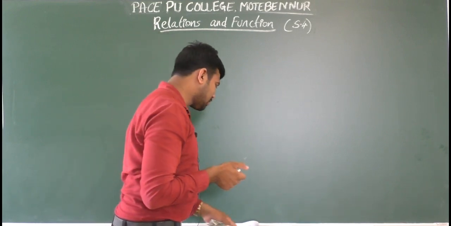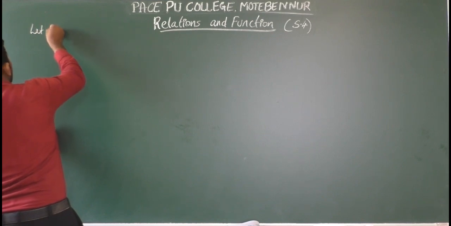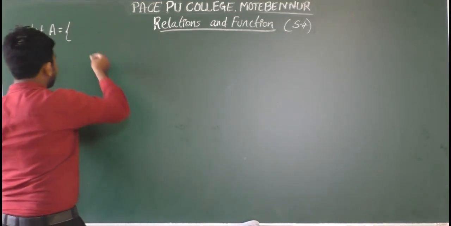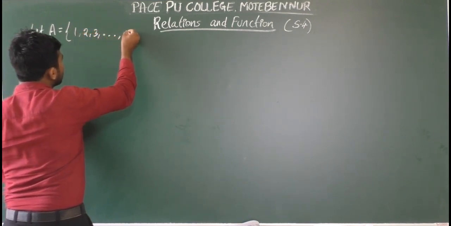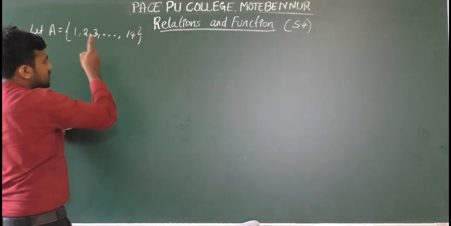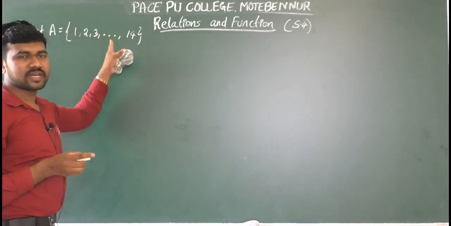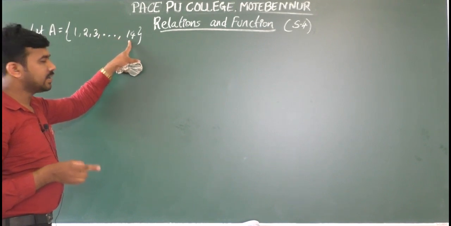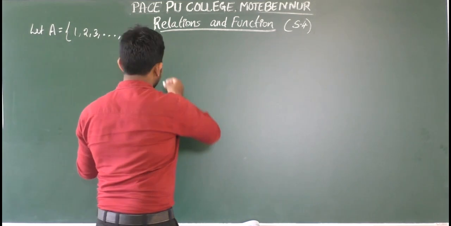The first question is: let A be the set {1, 2, 3, ..., 14}, that is 1, 2, 3, 4, 5, 6, 7, 8, 9, 10, 11, 12, 13, 14. Here they skipped some numbers with dots, and at the end you write 14, meaning you have the numbers till 14.